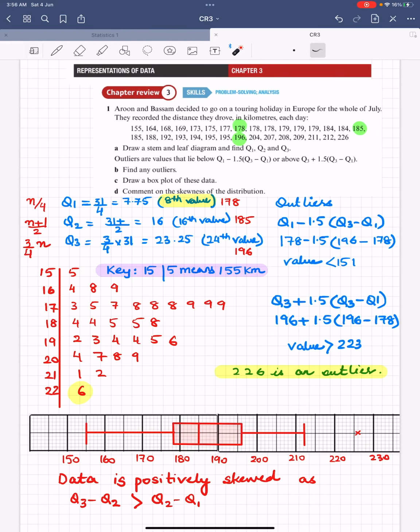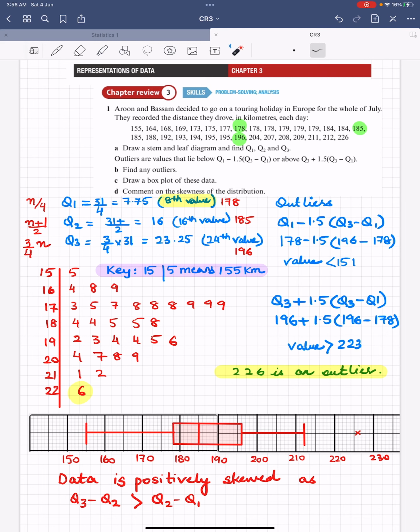Chapter Review 3, Question number 1. Arun and Basam decided to go on a touring holiday in Europe for the whole of July. They recorded the distance they drove in kilometers each day. Draw a stem and leaf diagram and find Q1, Q2, and Q3.